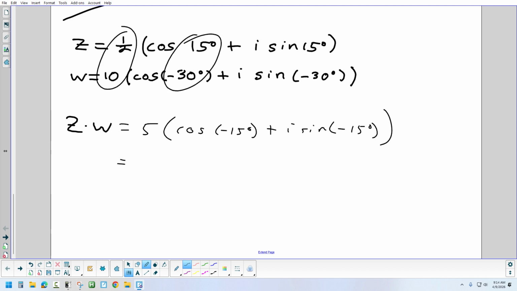Okay, now that answer is fine. We did multiply, we did what they said. But if they wanted a positive angle, what would you do to the negative 15? Negative 345. Right, you'd add 360 to it. And this is how you could write your answer with a positive instead of a negative angle. Just change the negative 15 to 345.